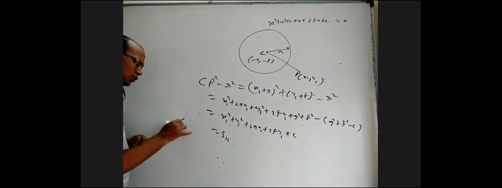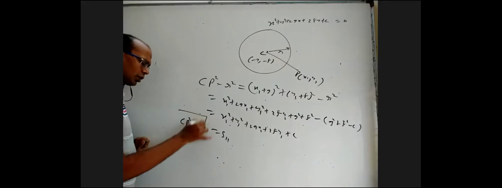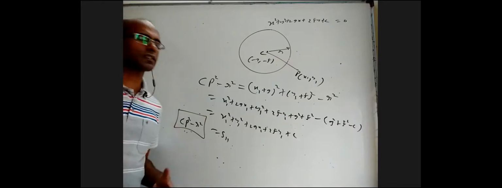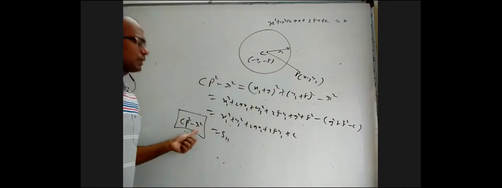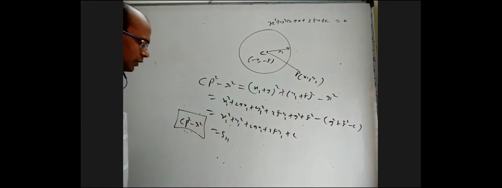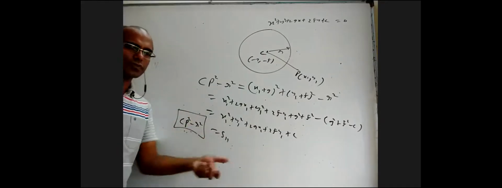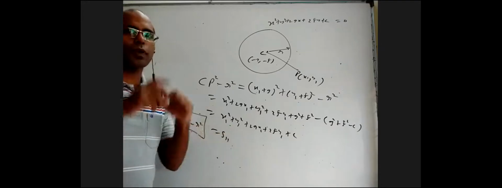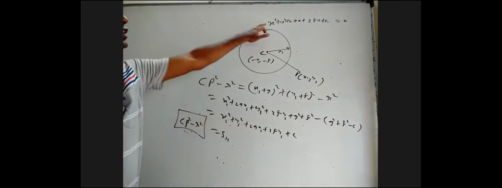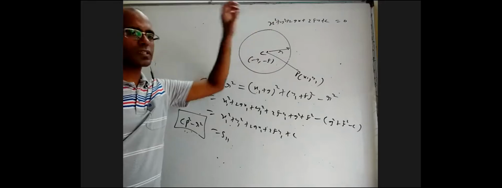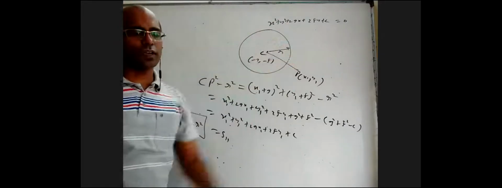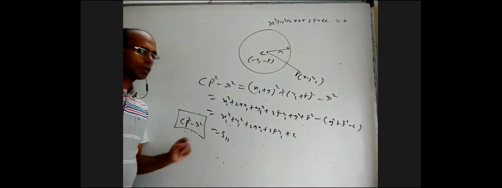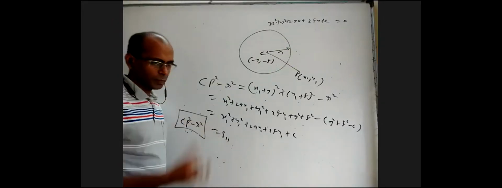Actually, this CP square minus r square is called power of a point with respect to a circle. Power of a point with respect to a circle definition is: from the center you find the distance to the point, square of that minus square of the radius is called power of the point with respect to the circle. That is actually S11. It is simply substituting the point in the circle equation, but make sure x square and y square coefficients are 1 only and nothing else. If you have 5x square plus 5y square, you should divide it by 5 and then only you can use this formula.